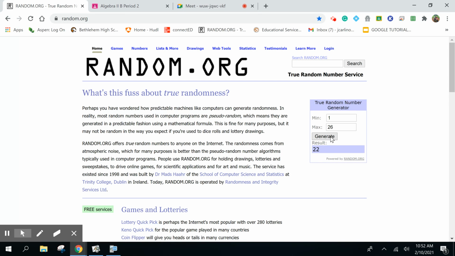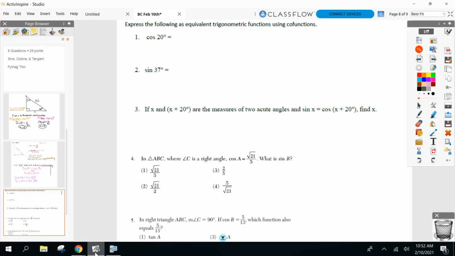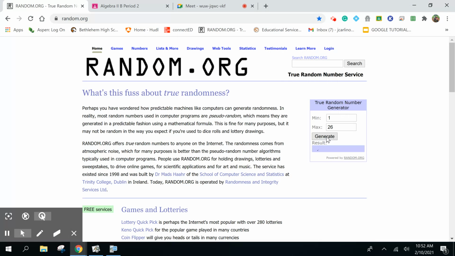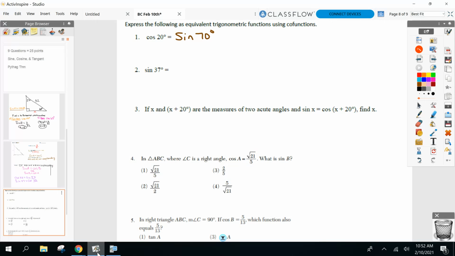So here we go. Hannah, what do you got? Sine of 70. Again, why did she pick 70 in particular? Because they're complementary. It's complementary to 20. How about the sine of 37? Give me something that's equal to the sine of 37. Here we go. Anthony, give me something that's equal to the sine of 37. Cosine of 53. Good job. Cosine 53. They both have the same value. Nice job, Anthony.